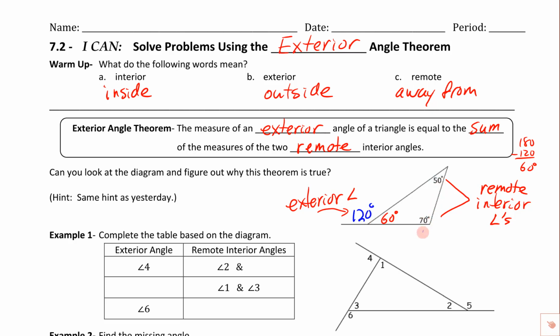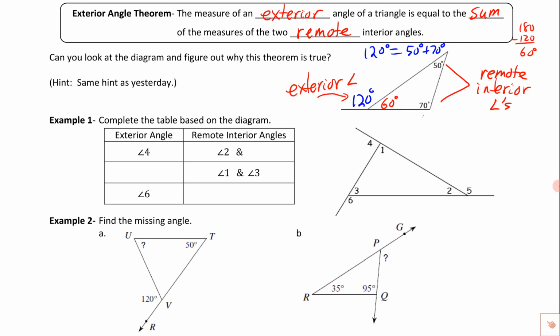Well, 120 degrees was those two added together. So the 120 on the outside equaled that 50-degree angle right there plus that 70-degree angle right there. So the sum of the two remote interior angles equals the exterior angle. Those are the fancy words that we use there. We're going to get used to these words and being able to identify these, and then we'll do a couple problems where we're actually finding the angles.